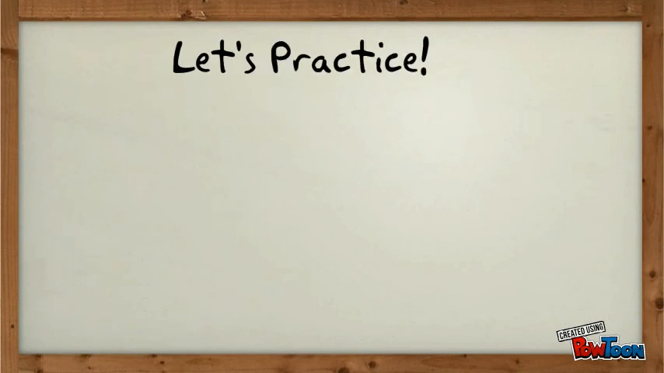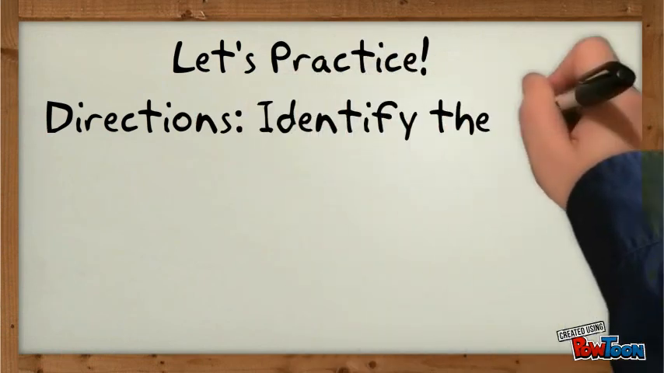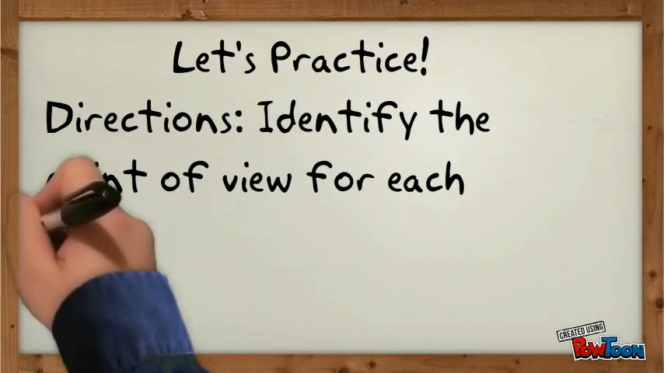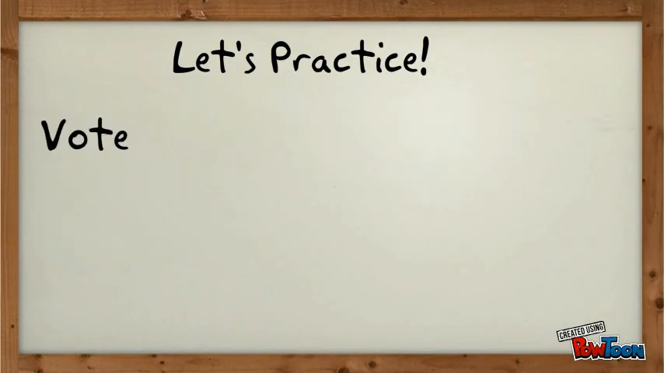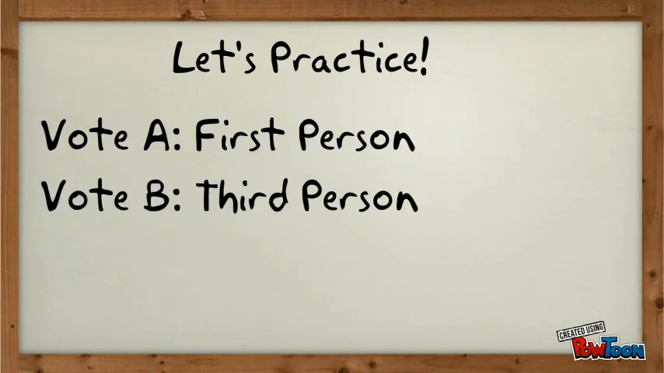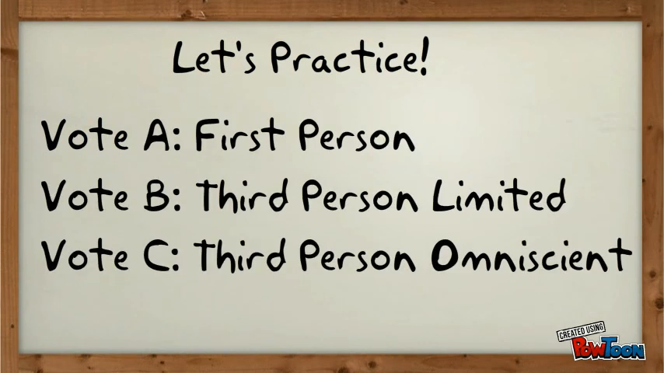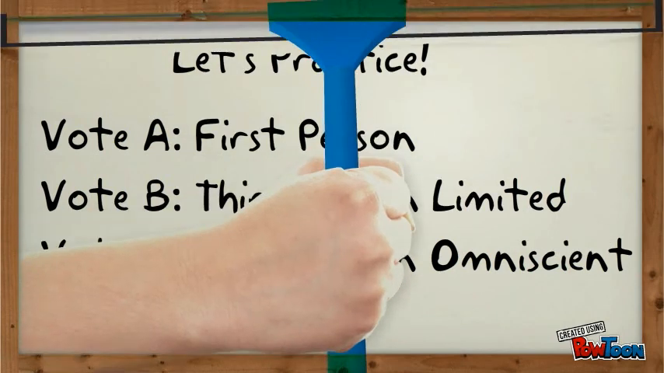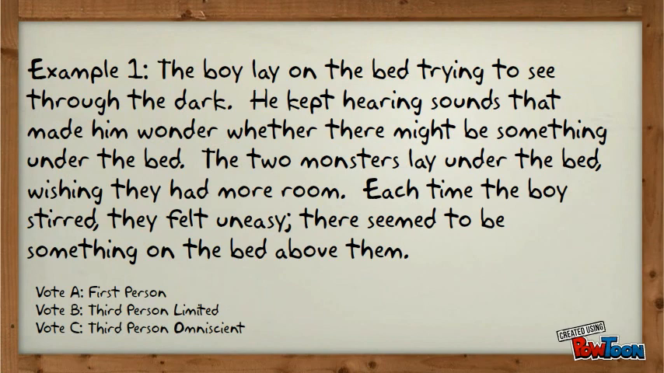Now it's time for us to practice identifying point of view. I want you to use your Notability app as a whiteboard for this, so turn your iPads up and open up Keynote. Create a new note page and write this key. A is first person, B is third person limited, and C is third person omniscient. Now make sure you pause this part of the video and read the text and mark your answer in your Notability.